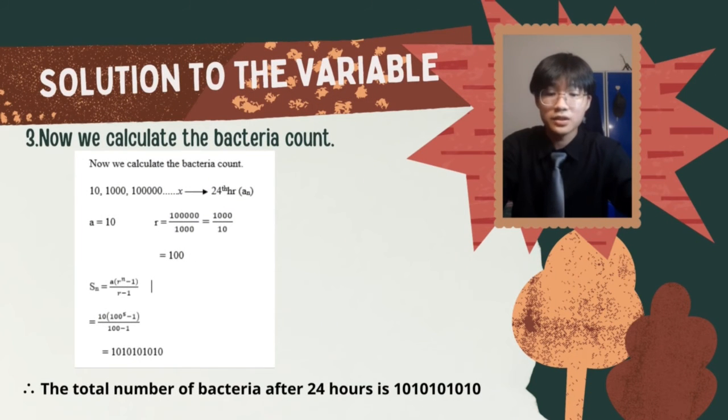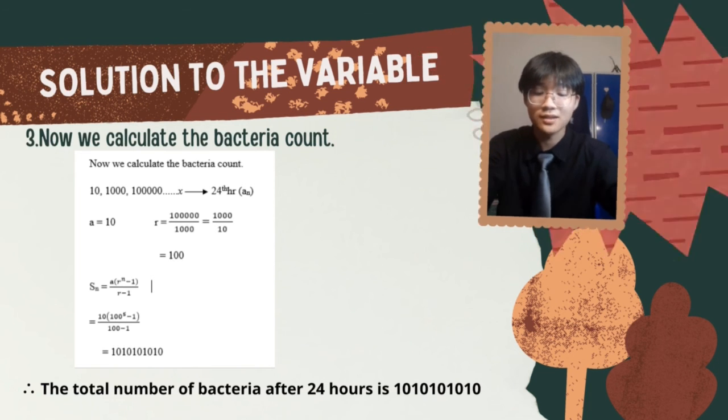Now, step 3: to calculate the amount of bacteria after 24 hours. At first, as we know, our first term is 10, second term is 1,000, and third term is 100,000, and so on. By using the data above, we are able to get the common ratio r by dividing the second term by the first term, which is 100. Now, we may use the sum of the geometric sequence formula to calculate the total number of bacteria, which is Sn equals 10 times the bracket 100 to the power 5 minus 1 bracket over 100 minus 1. And now we get a final answer which is equal to 1,10,101,010.